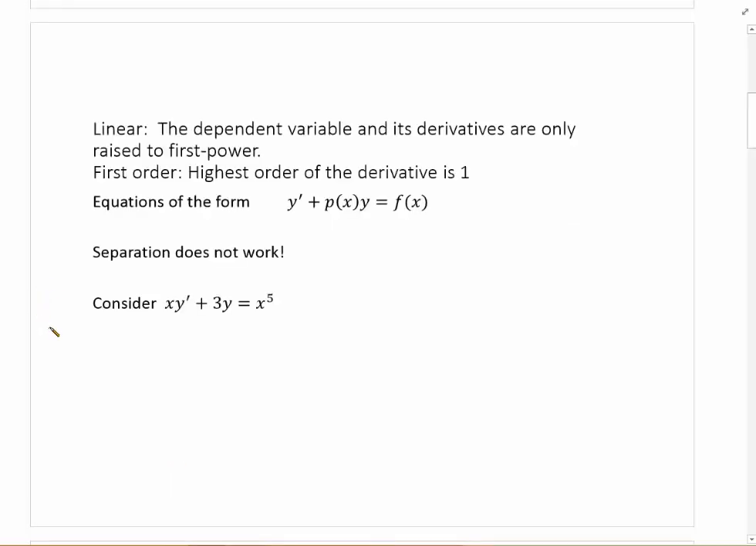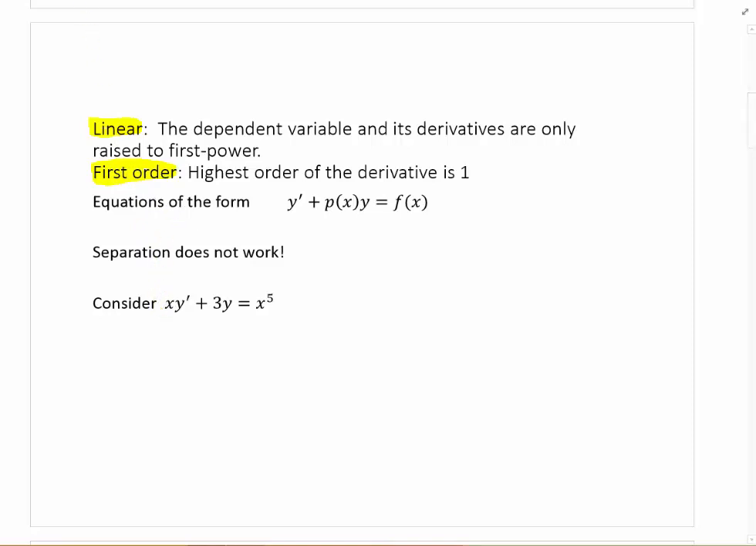All right, so some new terminology. Linear, I don't think we've introduced that phrase. So linear refers to the fact that in a linear equation, the dependent variable and its derivatives are only raised to the first power. And we've seen the idea of first order already. First order refers to, again, that the highest order of the derivative is 1.